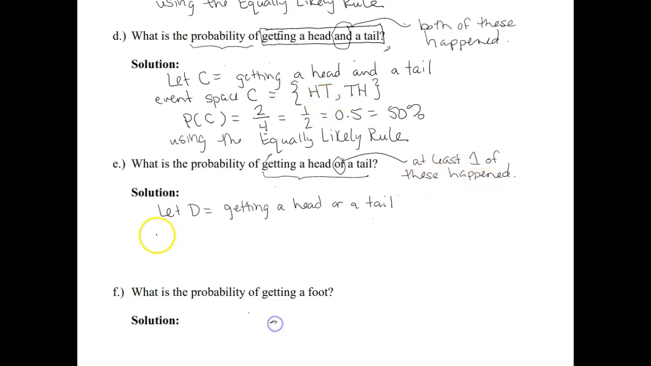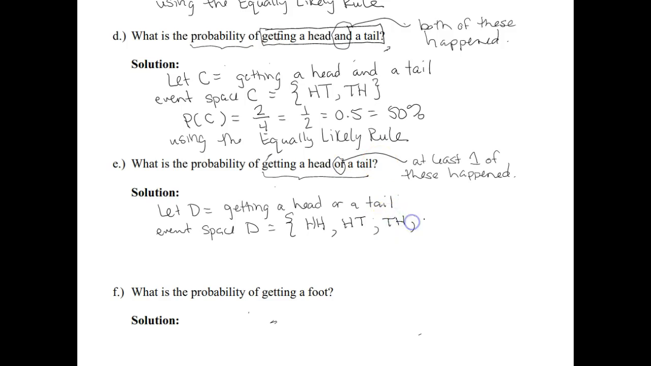So as we're listing out our event space, the first outcome in the sample space was HH. So did we get a head or a tail here? Yes. We had a head right away on the very first thing, so we just need at least one of these things to happen. The next outcome we had was heads, tails. So again, we just need a head or a tail somewhere to have happened, which they did.